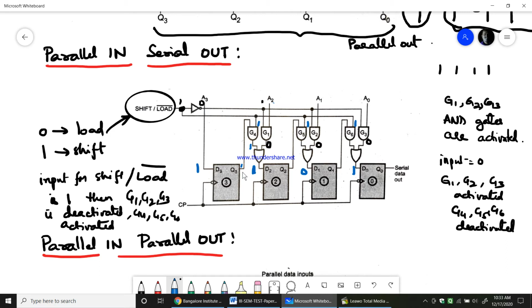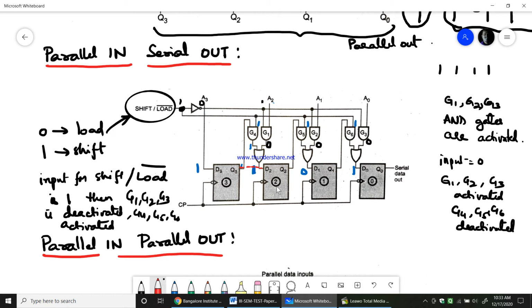When Q3 is directly connected to D2, this AND gate allows you to connect Q3 to D2. Whatever data is given to Q3, that data is given to D2 now. Whatever data Q2 had will be given to D1 through gate G5 because they are activated. Now whatever data is given for Q1 through G6 is being given to D0 now. So when I give direct outputs to inputs here and keep on pressing the clock pulse, that behaves as a shift register.